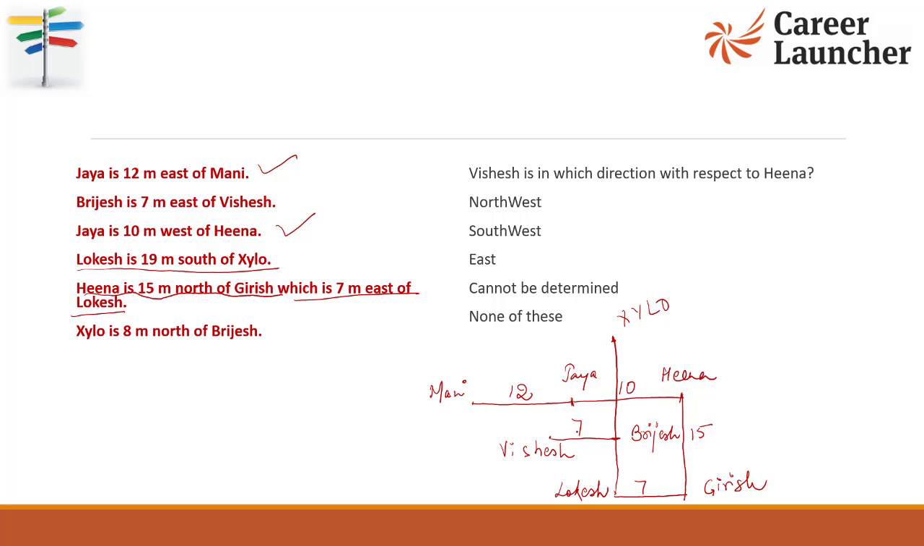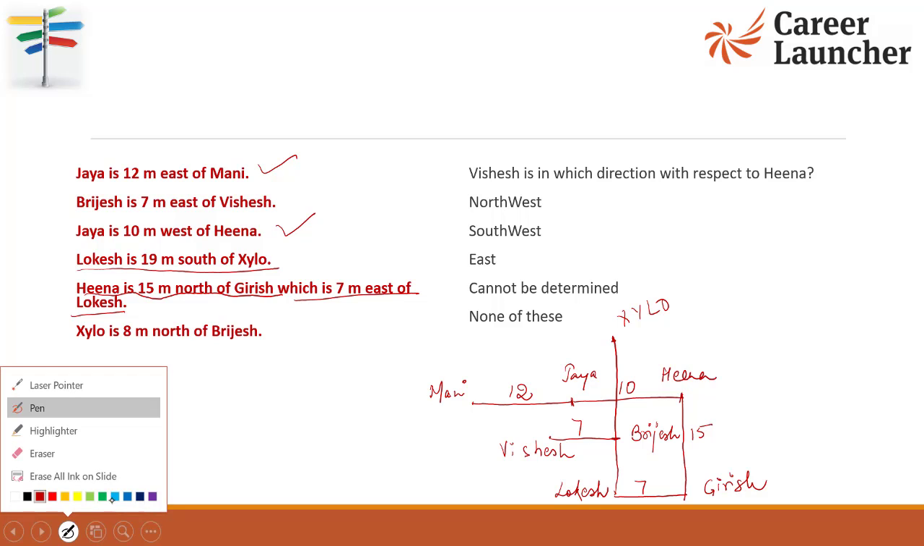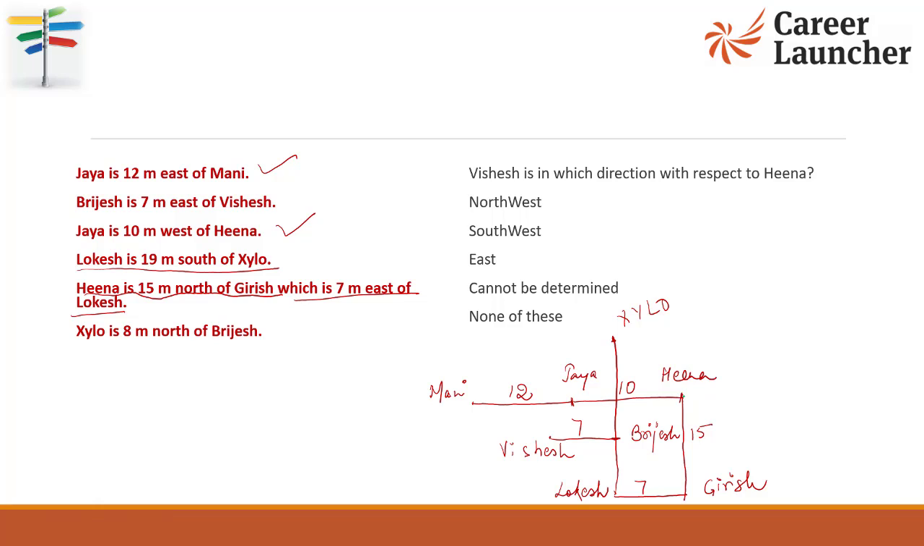Now the question is, Vishesh is in which direction with respect to Hina? So here we have Hina at this place, whereas Vishesh is at this point. So the direction would be southwest. Answer would be southwest here.